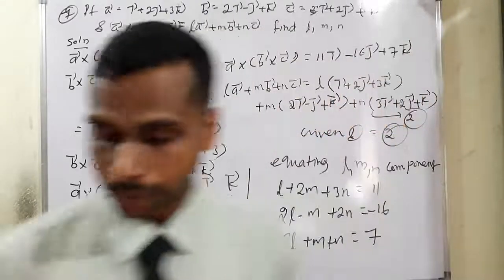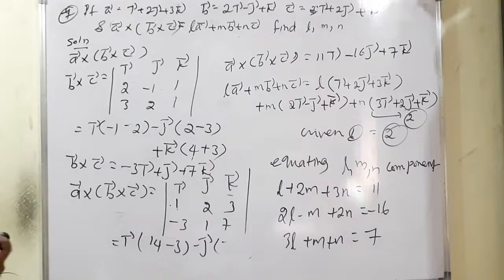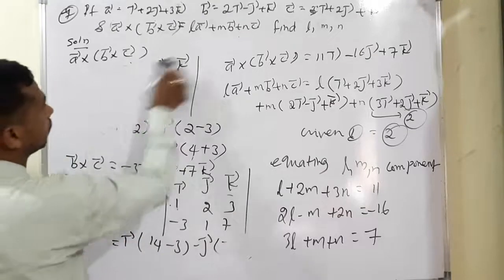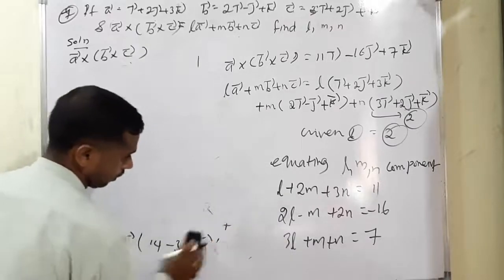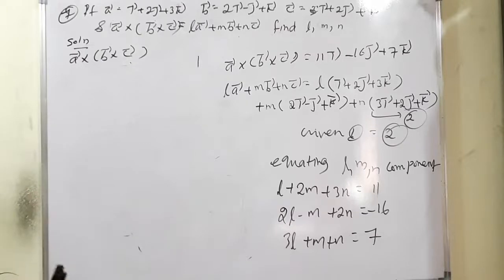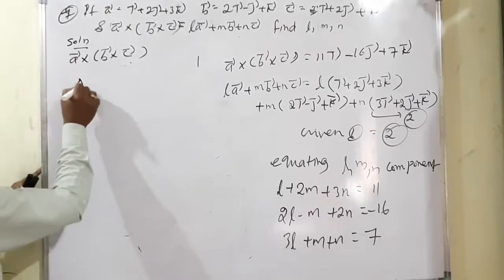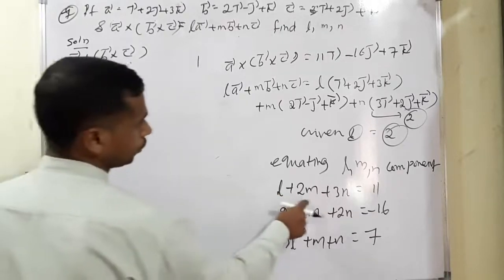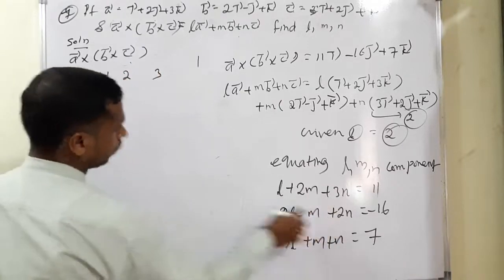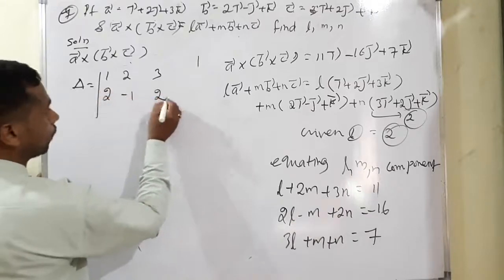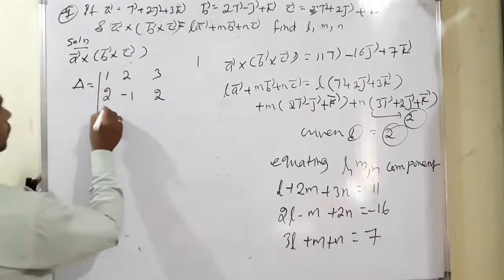Okay, now we can apply the del method. Del method means Gauss-Jordan, or the inverse or elimination method can also be applied. Now I am moving to the del method. In del form it will be very easy. Look at there. Del is equal to 1, 2, 3; 2, minus 1, 1; 3, 2, 1.